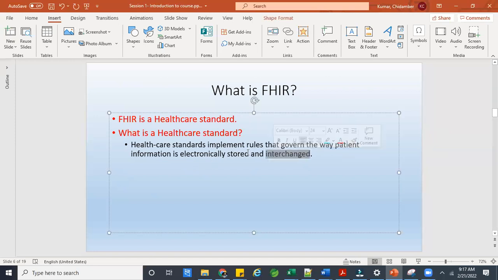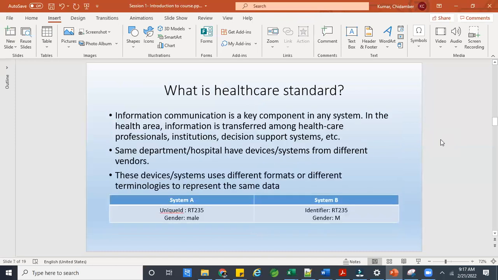There are two aspects here. One is storing, and another aspect is interchanging. And there are rules around that which govern this. But for a moment, let's keep this formal definition aside and try to understand in very layman language what a healthcare standard is and why we need one.